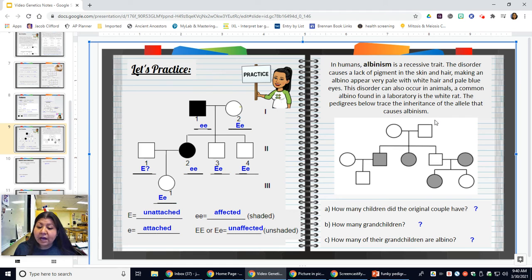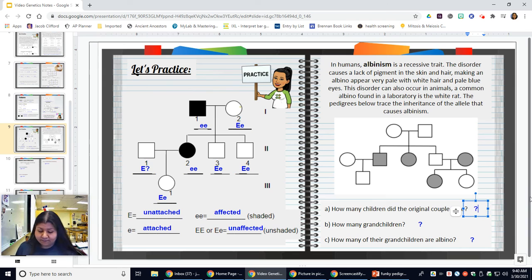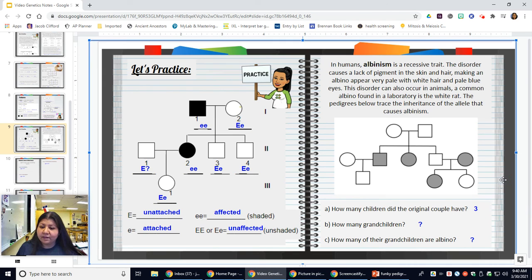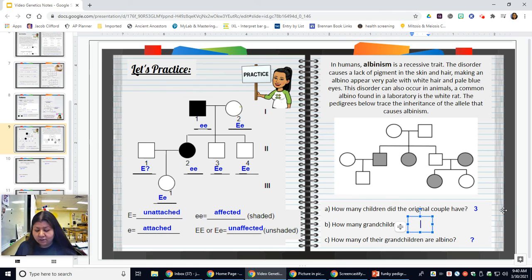First off, how many children did the original couple have? If I trace down their offspring line, I can see they have 1, 2, 3 children. How many grandchildren does the original couple have? If I trace it down again, there's 1 grandchild. I come over here, and here's 2 grandchildren. So they have 3 grandchildren.